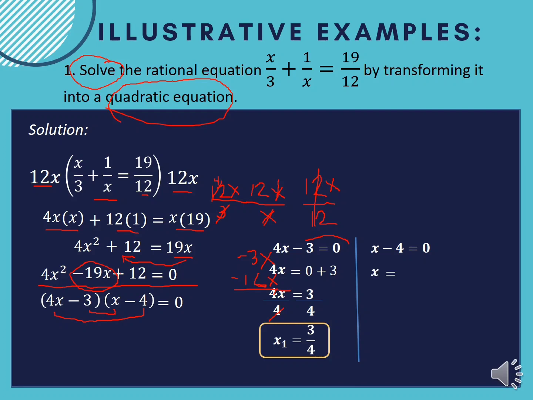How about the other one? x minus 4 is equal to 0. So, that will become x is equal to, transpose natin to sa other side. So, negative 4 will become positive 4. So 0 plus 4 is equal to 4. So therefore, x sub 2 is equal to 4. Now, in this case, the solution or the roots of the rational equation x over 3 plus 1 over x is equal to 19 over 12 are 3/4 and 4.